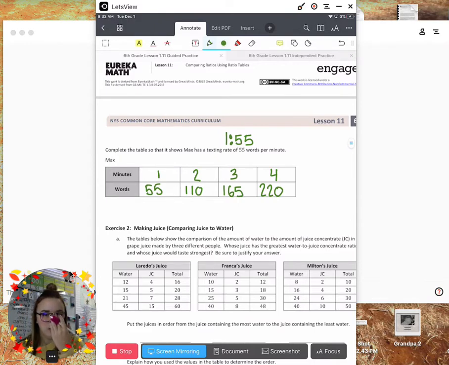Okay, so all of those equations are equivalent to 1 to 55. Right, so you can choose any numbers you want for your minutes. You can stick with 1, 2, 3, 4. If you want to challenge yourself, you can do bigger numbers. You can do different numbers. It's up to you.